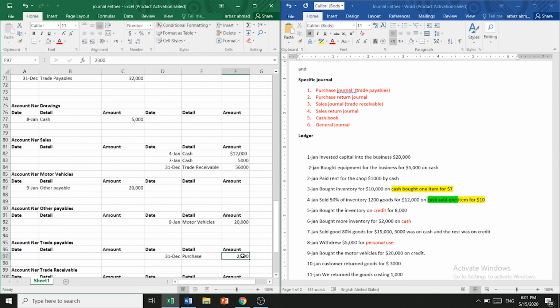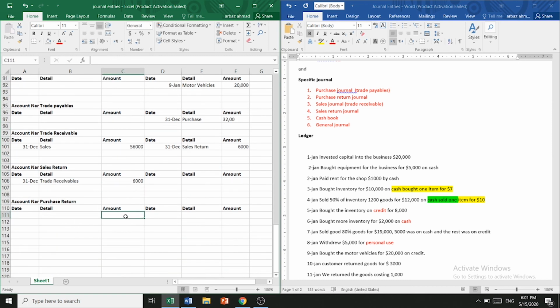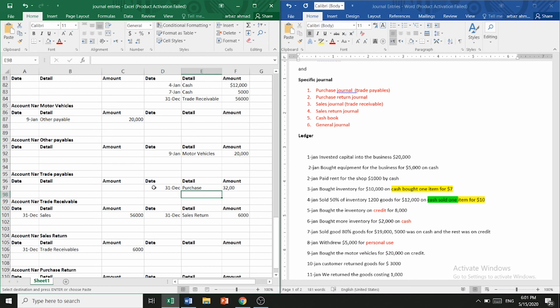This is going to be 2,300, and this is going to be trade payable, because I'm returning the goods to trade payables, my credit suppliers, and this is also 31st December. Going to copy this and move on with the trade payable accounts. Where is it? Here, and changing this to purchase return. Okay, I hope that's clear.